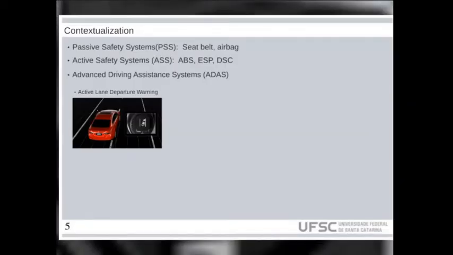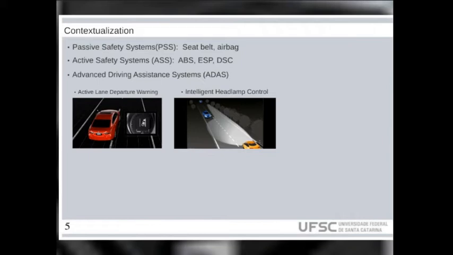Okay, so as we can check, we have the active lane departure warning. This advanced driver assistance system emits some alerts for the driver and maintains the vehicle in the center of the lane if it's escaping to the other lane. The intelligent headlamp control is an automatic control of the intensity and the range of the lights during the night, so this avoids disturbing the other driver in the opposite lane, and even avoids accidents in this case.